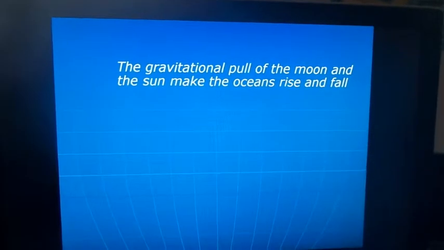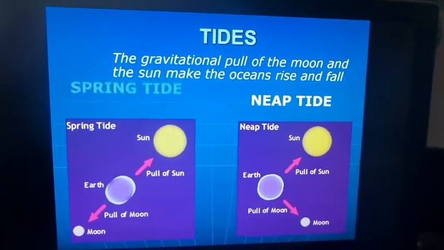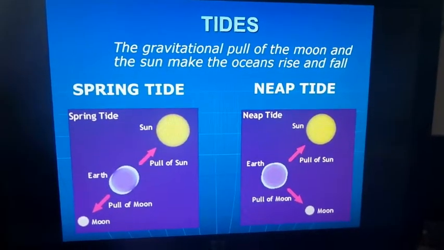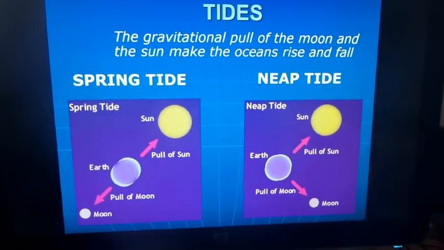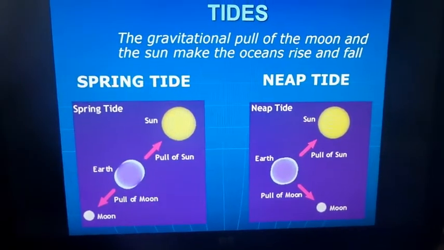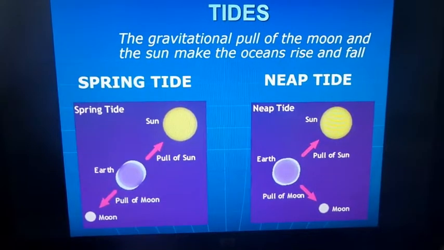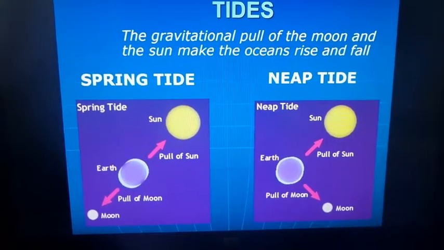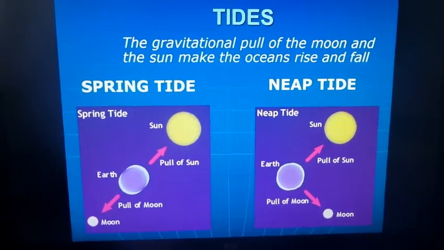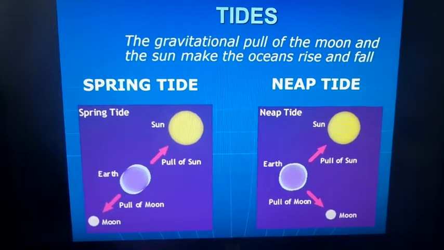Now I am going to talk about tides. The gravitational pull of the moon and the sun makes the ocean rise and fall, which causes tides. There are 2 kinds of tides, spring tides and neap tides. Spring tides are when there is a new moon and full moon. The sun and moon are in a straight line. Their combined gravitational pull produces spring tides. High tides are very high and low tides are very low.